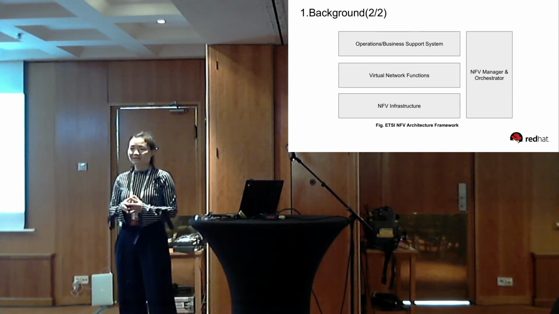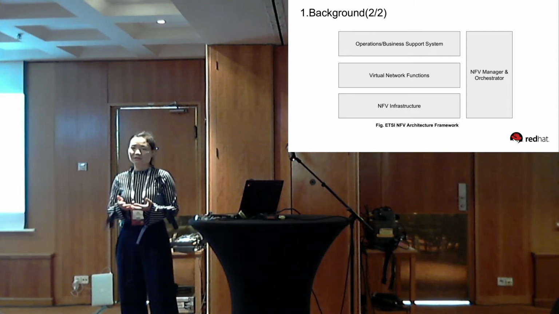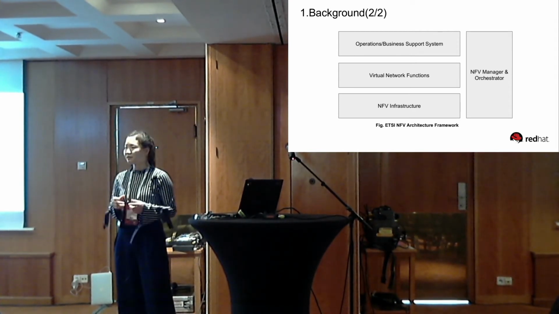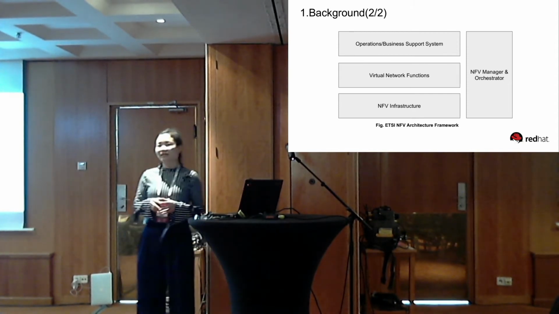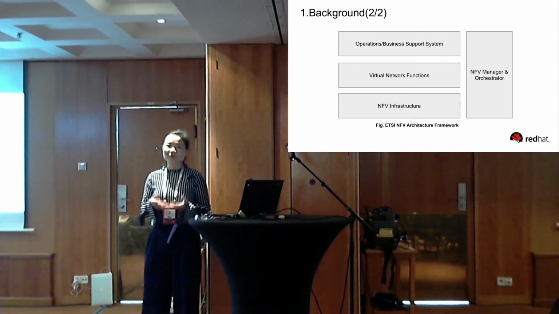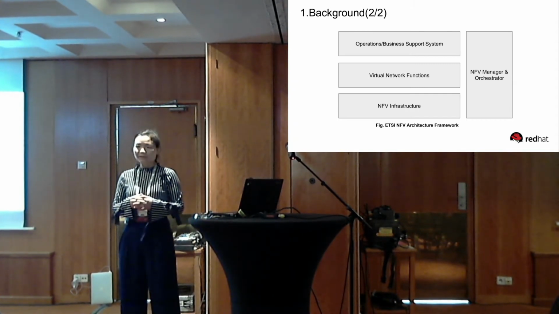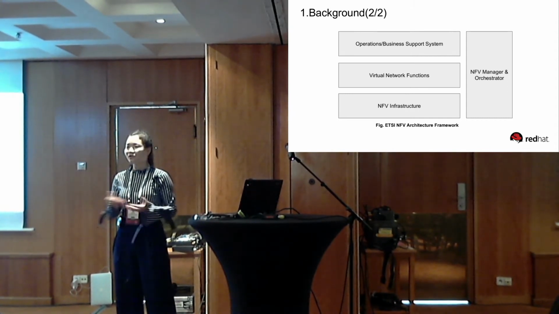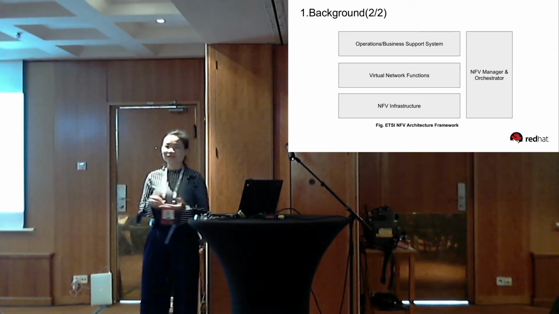And the red part is the NFV manager and orchestrator. It covers the management and the lifecycle management of the hardware resources and the virtual resources. And it also covers the lifecycle management and orchestration of the VNFs. The top layer is the users' operating support system. So this architecture is an ecosystem. Different vendors can all be involved, also including the network function vendors.